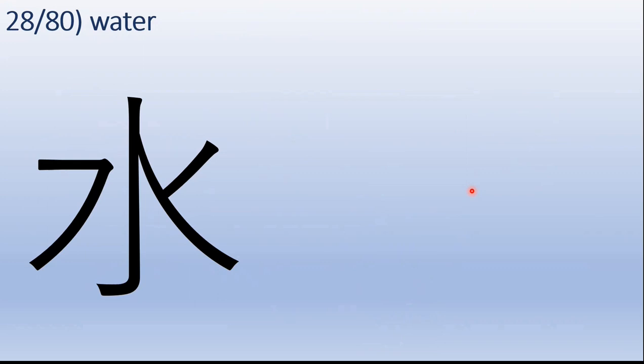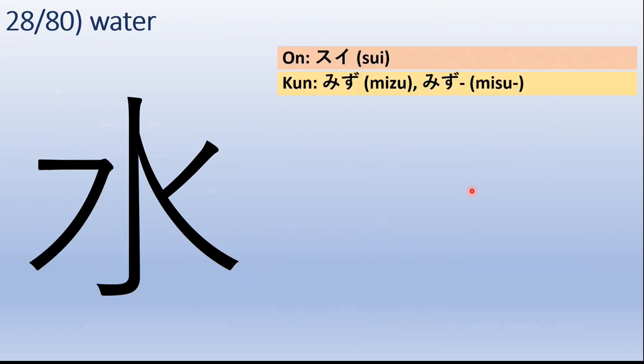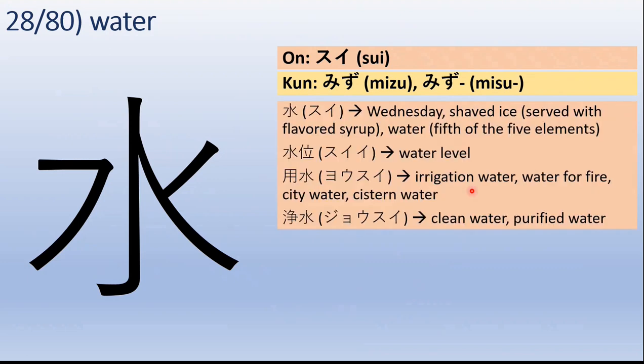Next is the radical water. This is very, very important. In On'yomi, we call water as sui. In Kun'yomi, it is mizu, as most of you must be knowing, or misu as well. Sui means water, which is the fifth of the five elements. It is also used to represent Wednesday or shaved ice served with flavored syrup. Sui is used to represent the water level. Then we have Yosui, which means irrigation water or water for fire extinguishing, city water, cistern water.